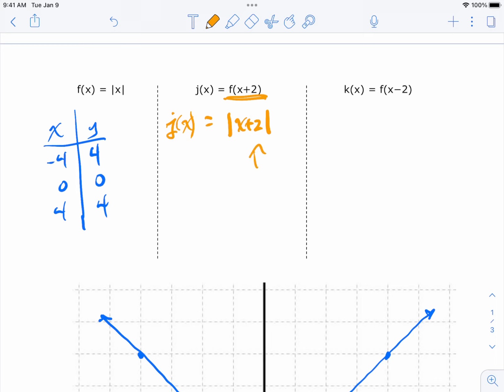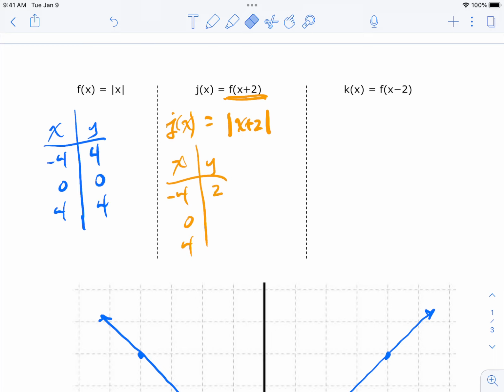Okay. Now, in order to graph this thing, we could try to take a guess. Is that going to go up, down, left, right? But let's just be sure. Let's plug in the same values for x that we did before. Now, if I plug in a negative 4 here, notice what's different. First, I'm going to add 2 to it. Then I'm going to take the absolute value. So negative 4 plus 2 is negative 2. And when you take the absolute value of negative 2, you get 2.